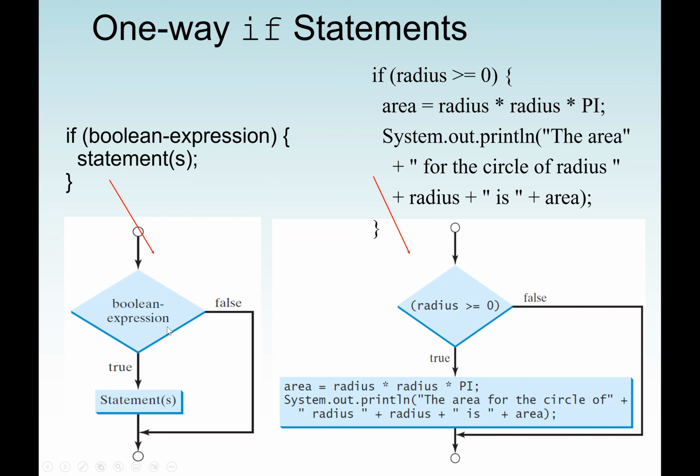So we can see the logical data flow first. We see the diamond sign for the decision, the Boolean expression. If it's true, we execute the statement. If it's false, we skip the statement.